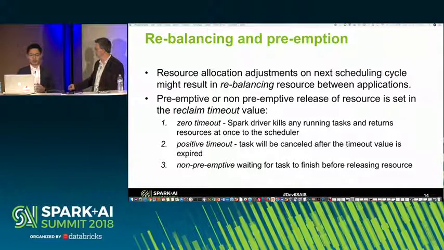And you can configure this with the reclaim timeout value. And if you set this reclaim timeout value to be 0, Spark driver will kill any running tasks and return resources at once to the scheduler. But if you configure this reclaim timeout value to be something positive, then tasks will be canceled after this timeout value is expired. And if you don't enable preemption, meaning if you operate in non-preemptive mode, then drivers will wait for its tasks to finish before releasing its resources.